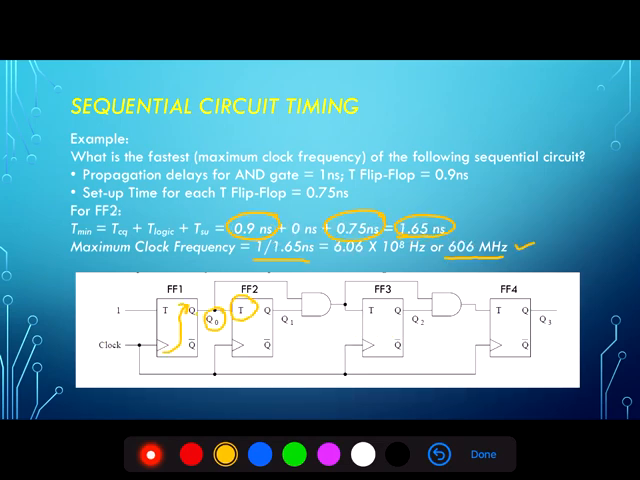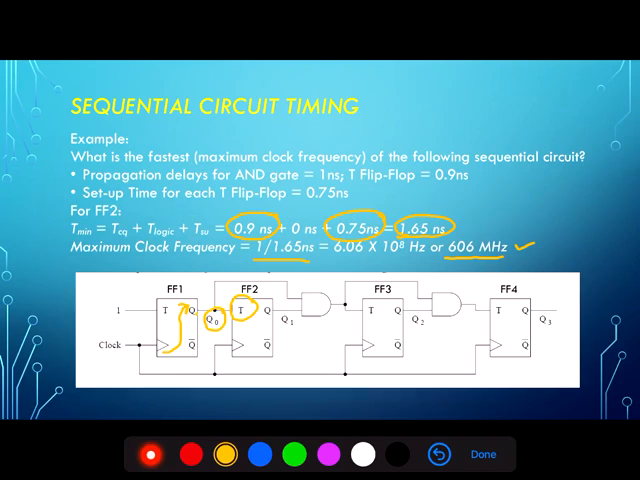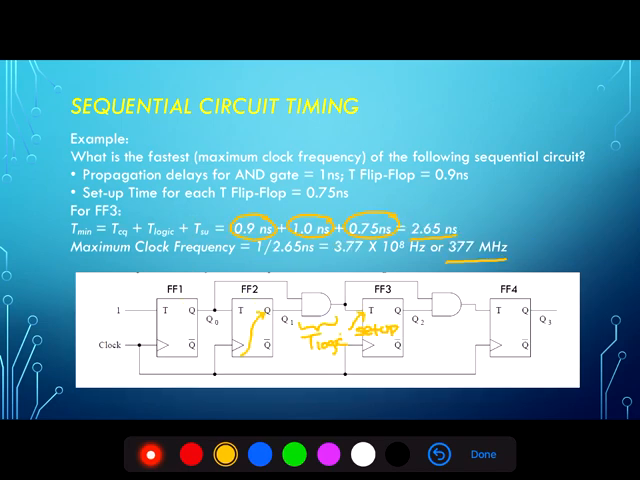So given the choice between 1333 megahertz, 606 megahertz, and 377 megahertz, we have to take the worst case scenario, which is 377. But it gets a little bit worse than that if we look at the fourth flip-flop in this circuit. In this circuit, we now have to wait for a few things. We have to wait for the propagation delay, but which one?